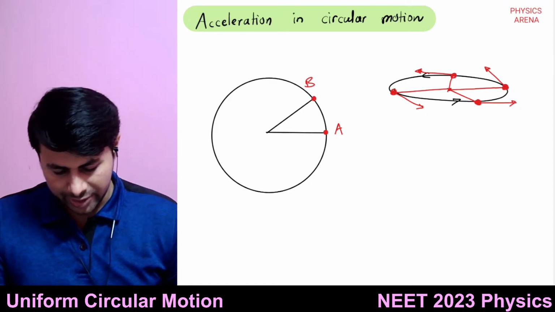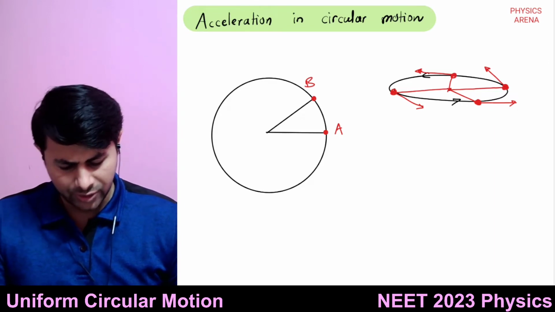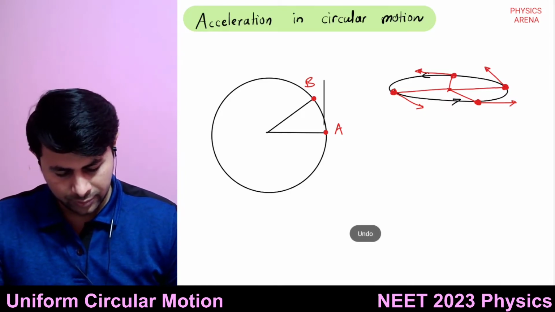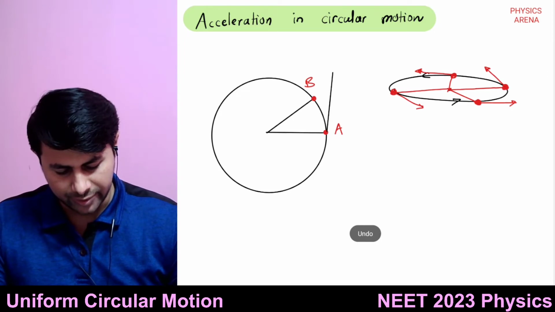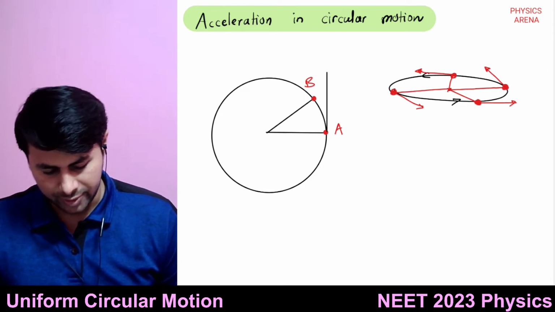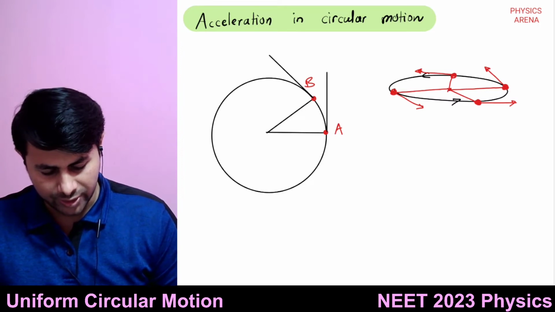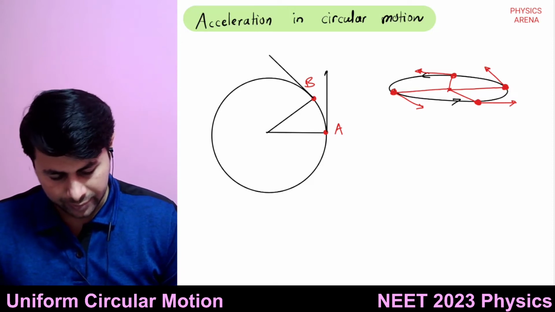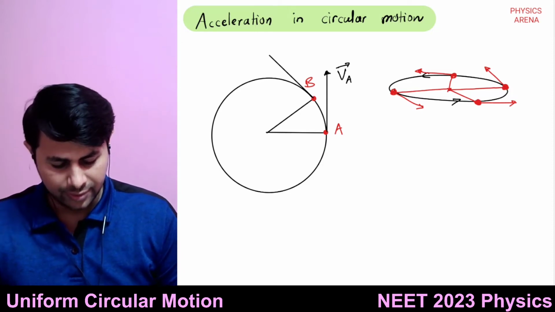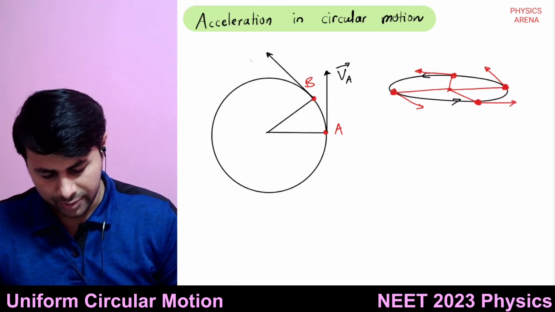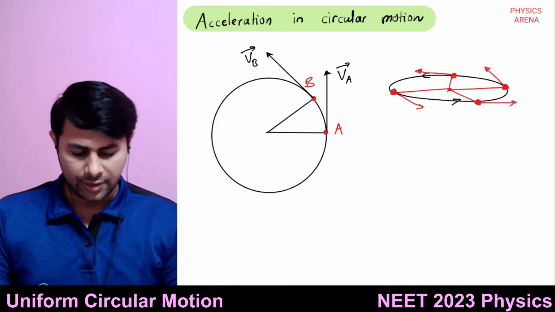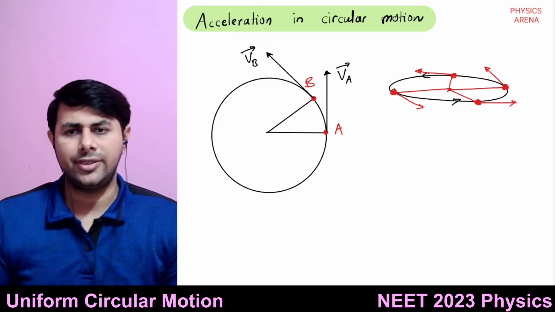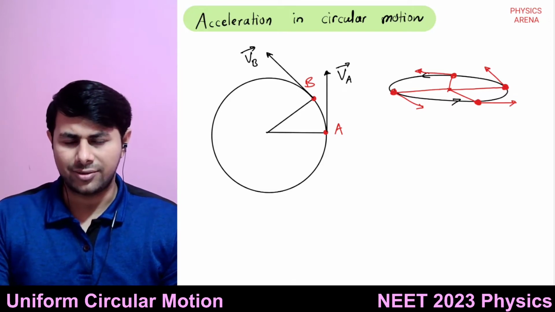So our object is at point A. What is the direction of its velocity? It is tangential from this point, so this is the direction. When it is at B, the direction of velocity is tangential at point B. So this is VA bar and this is VB bar. Now I'm saying the object is moving with constant speed. Will there be any acceleration?